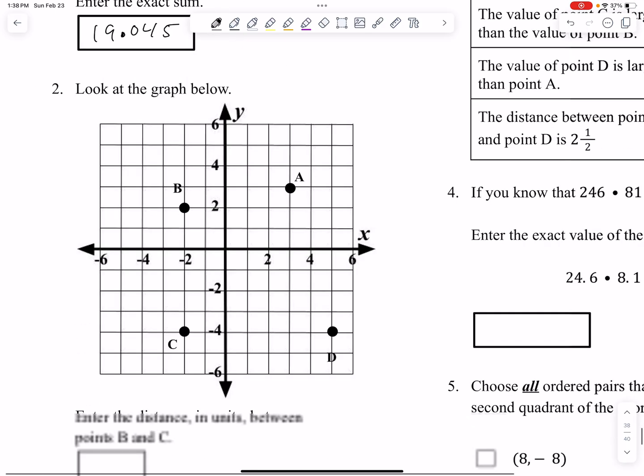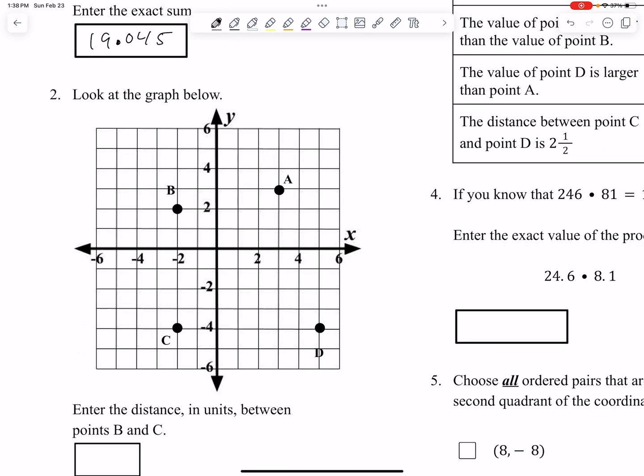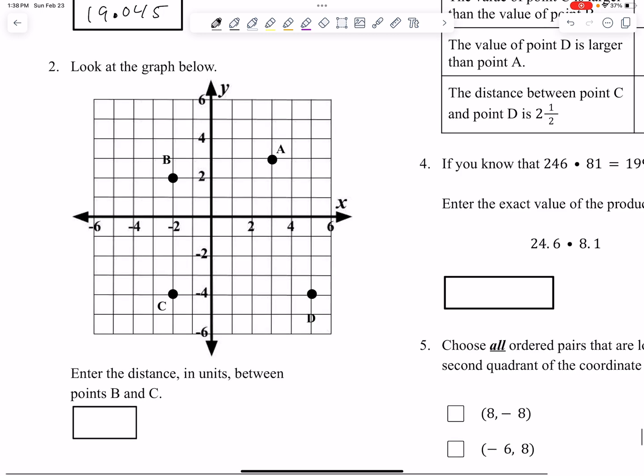Look at the graph below. Oh my god, guys. When I make this kind of dramatic thing, it's like you guys got to get this one right. Please get this one right. Okay. You guys have seen quite a few of these in a bunch of your tests already. So find the distance between points B and C. There's B. There's C. What is the distance between these 2 points?